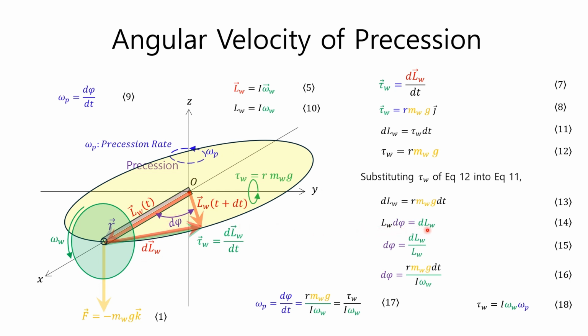If we rearrange equation 14 in terms of dφ, we can obtain equation 15. By substituting dLw from equation 13 and Lw from equation 10 into equation 15, we can obtain equation 16 representing dφ. Finally, by rearranging equation 16 in terms of dt, we can obtain equation 17 for the precession rate ωp. Furthermore, from equation 17, the torque τw can be expressed as the product of the mass moment of inertia times the gyroscope angular velocity ωw and the precession rate ωp, as in equation 18.